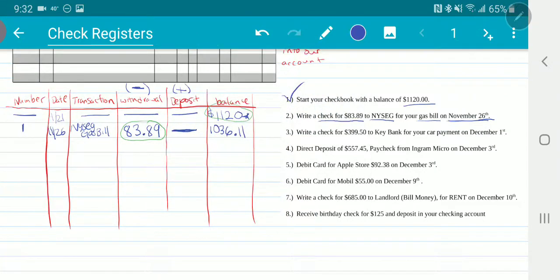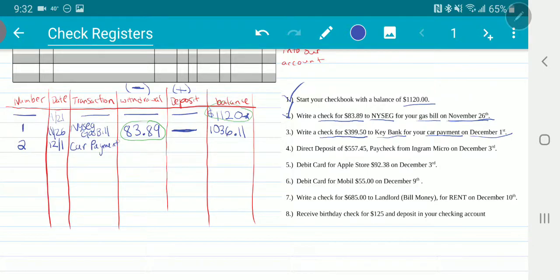Okay, up next, we took care of number 2. Up next for number 3, it says write a check for $399.50 to Key Bank for your car payment, and this is for the date of December 1st. Again, we're just going to follow through this process. So this would be another check. I'm just going to say that's check number 2. The date looks like December 1st, so that's a 12/1. And what am I paying for? I'm paying Key Bank, and it's for my car payment.